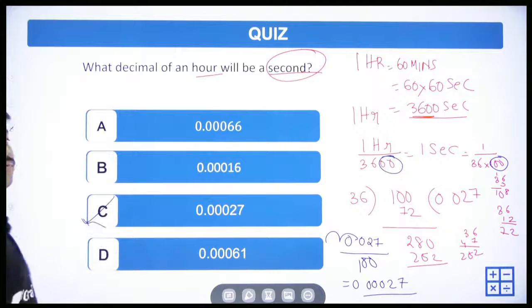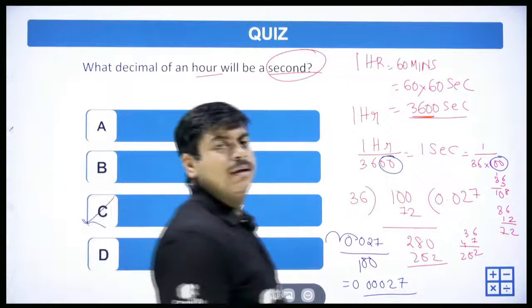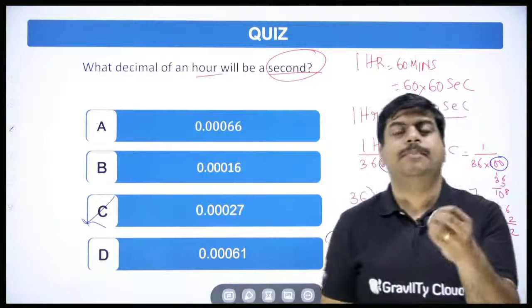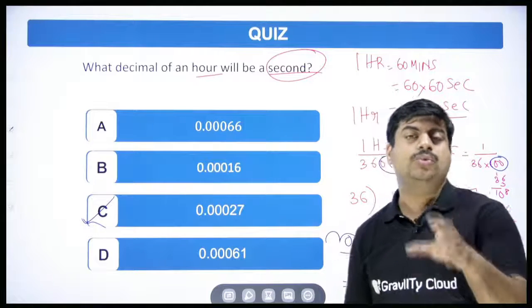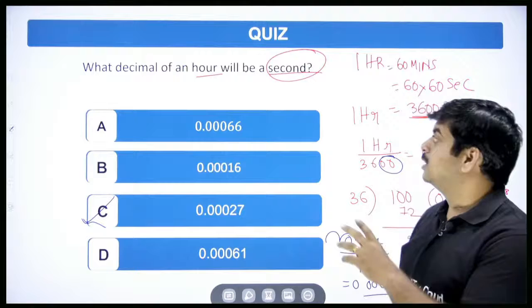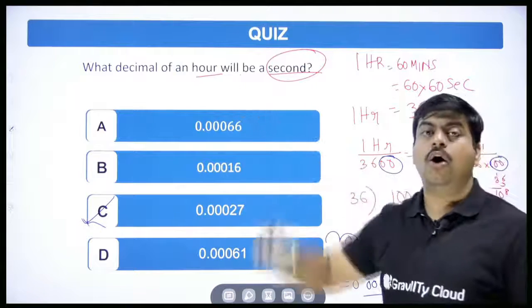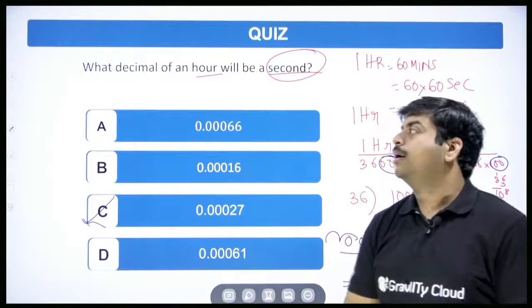See, this question looks very difficult, but it's very simple. What is a decimal when we are representing in terms of hour? I can say it is 0.00027 of an hour for a second. Right. Moving ahead.